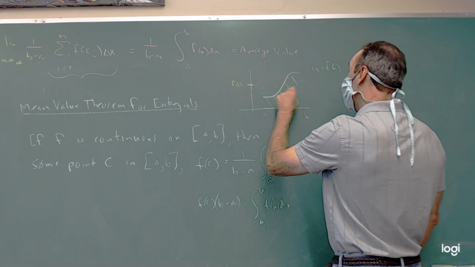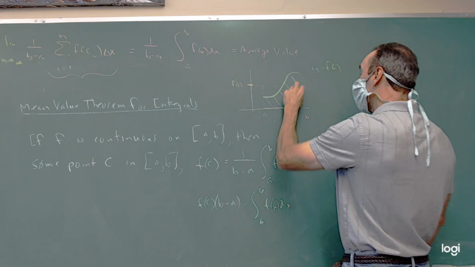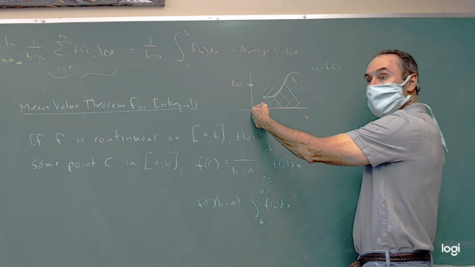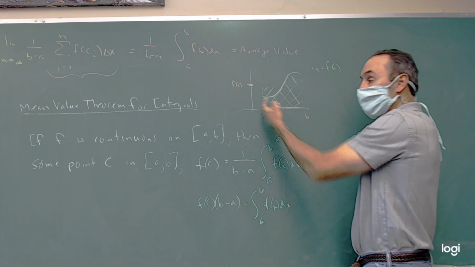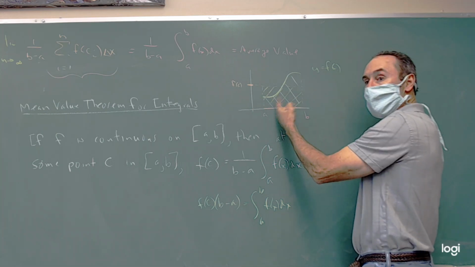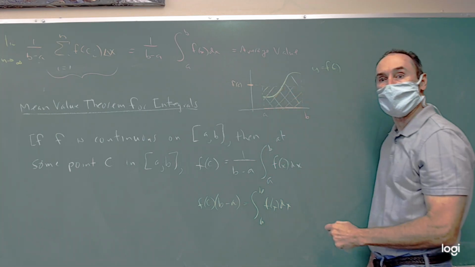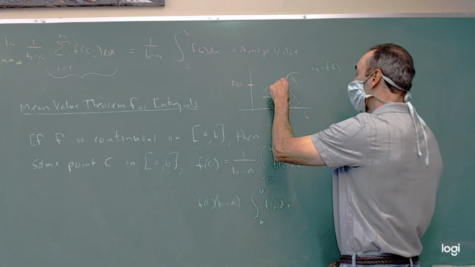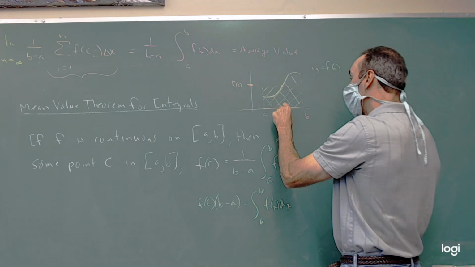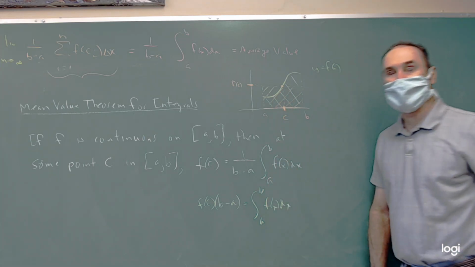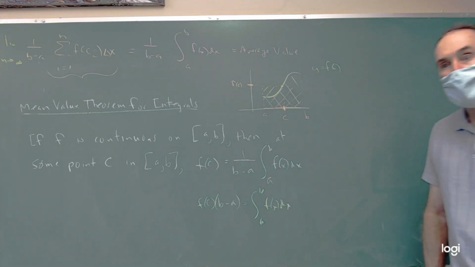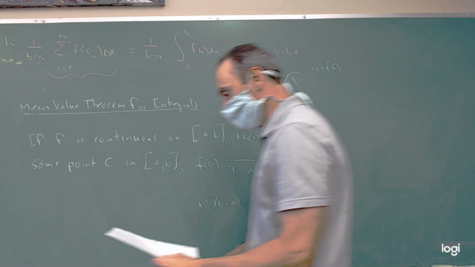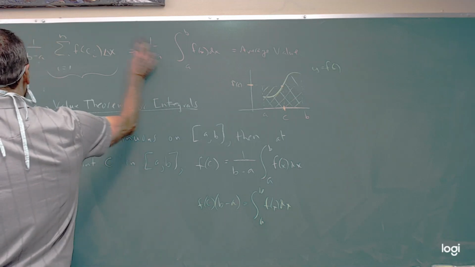So the idea is there is a rectangle that has height, the average value, over that interval, where the area of that rectangle is the same as the area of the curve. And this is saying that the function must equal its average value somewhere on that interval. Reasonable? Okay, so let me give you an example then.